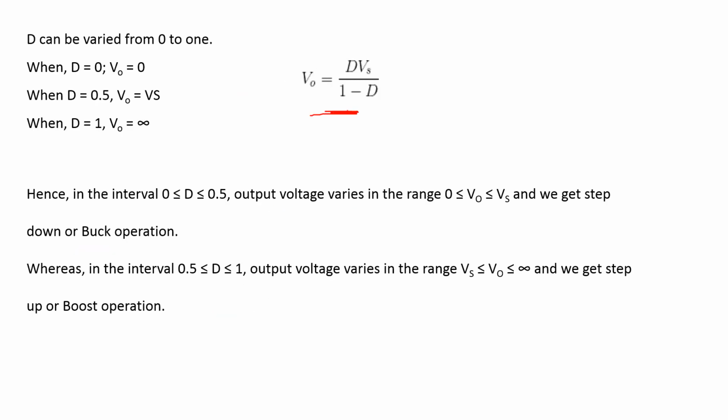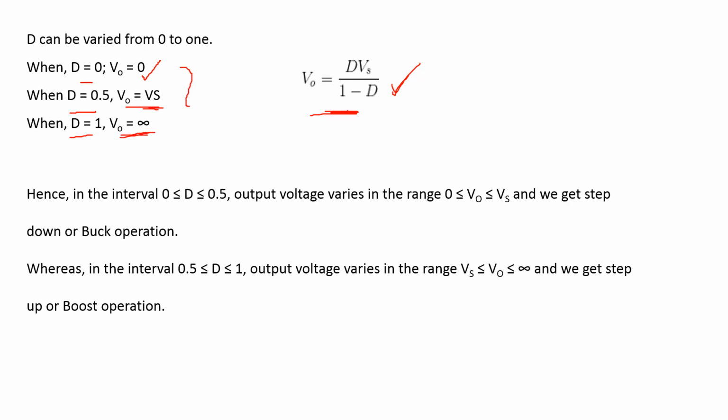Now when D is equal to 0, we get the output voltage is 0, and when D is equal to 0.5 in this equation, we get the output voltage is equal to input voltage. Similarly, substitute D is equal to 1 in this equation, then we get V0 is equal to infinity.